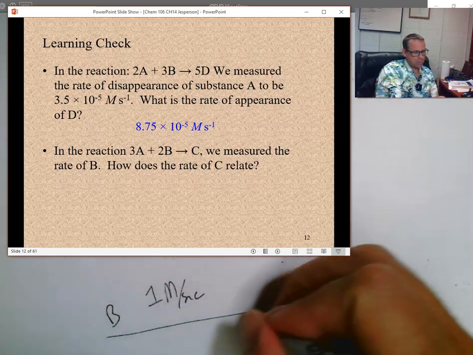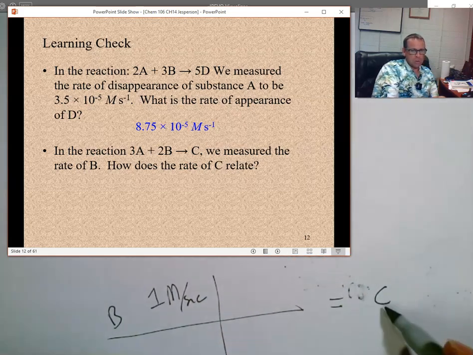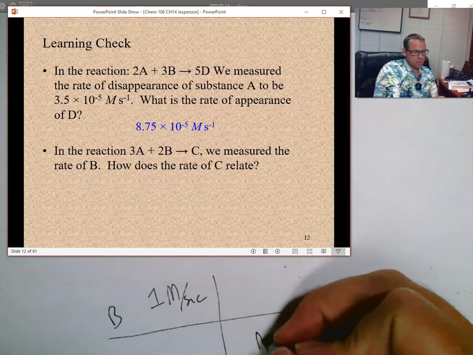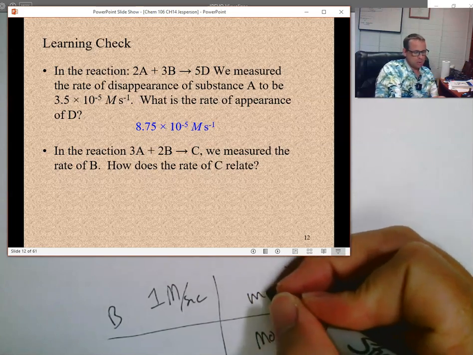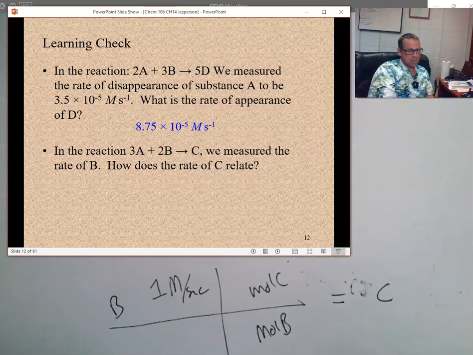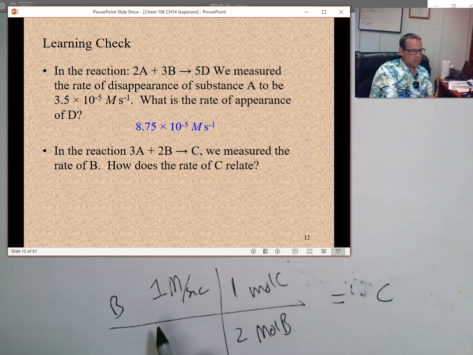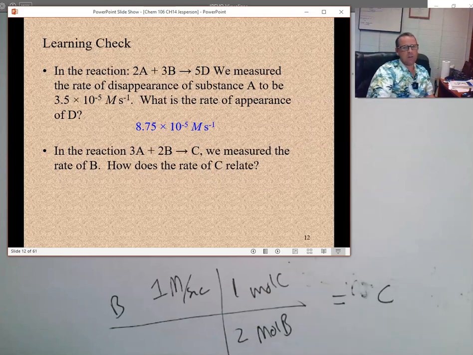Is it going to be slower? Slower? Yeah. So the stoichiometry here is we need moles of B compared to moles of C, right? The molar concentration in stoichiometry. And because B is 2 to 1, then the rate of appearance of C will be half as much. Very good. So the rate of C will be half that of the rate of B.